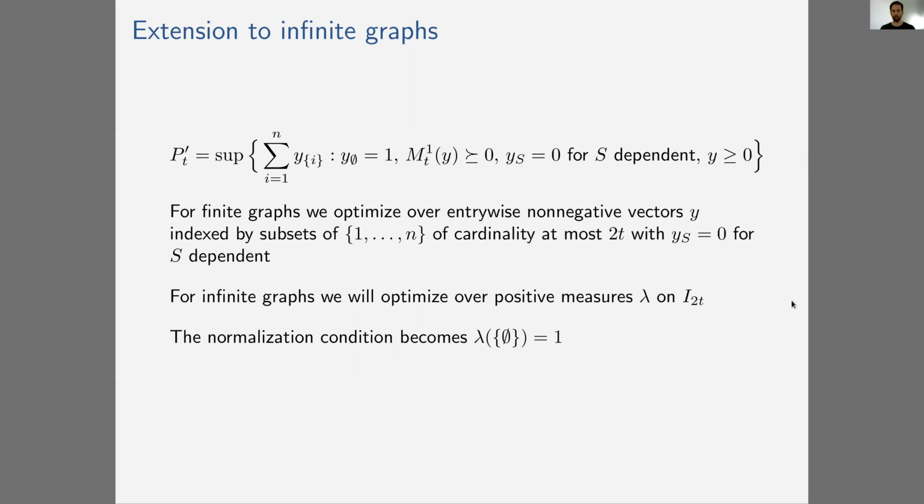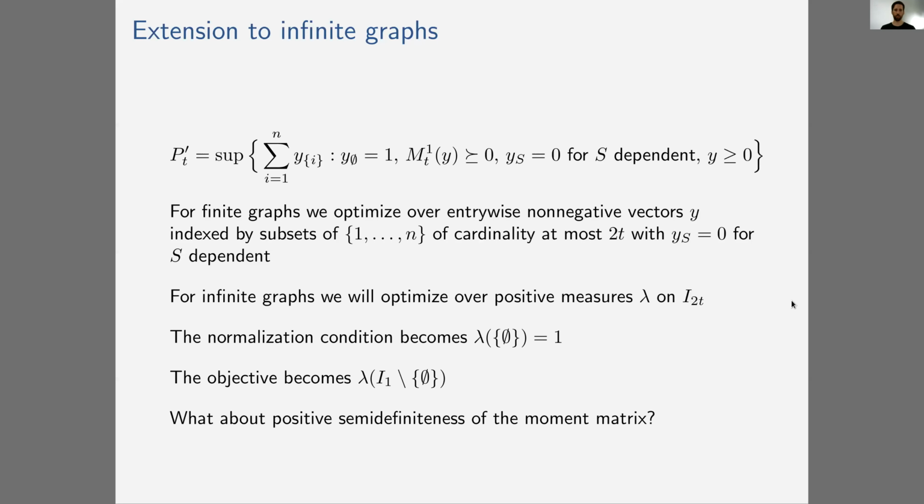So the normalization condition now becomes that if we evaluate lambda at the set containing the empty set, then this has to be 1. Recall I_{2t} is a topological space where each point is a set. And the objective becomes lambda evaluated at the set of all singletons.